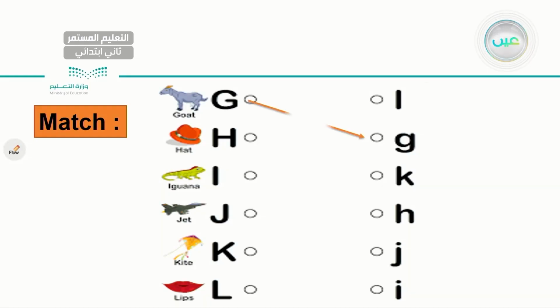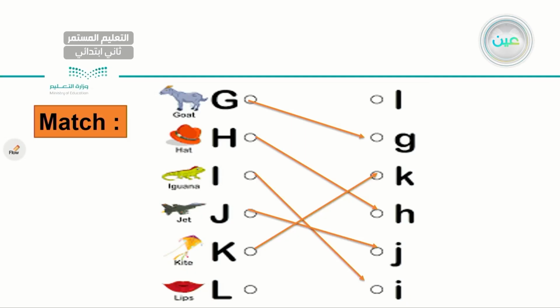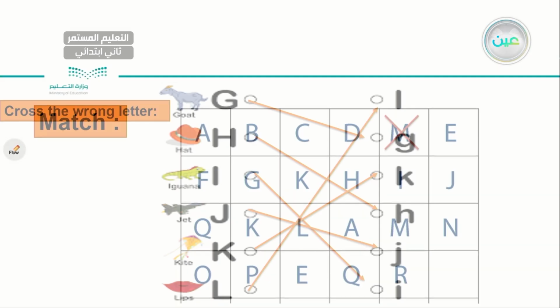Also, I have more letters. G, capital and small, goat. H, capital and small. I, J, K, and L. Very good, my dear student.